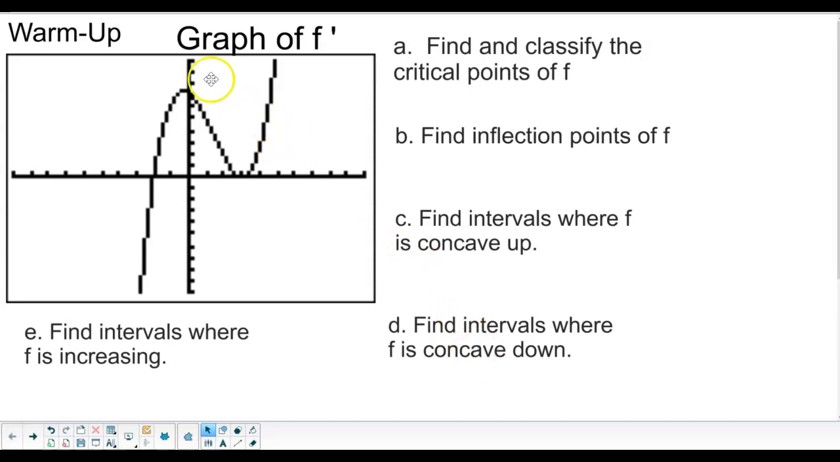What we have here for you is a warm-up. I've given you the graph of the function f prime of x. So we're given the derivative of the function. From that, I'd like you to answer points A through E. Go ahead and pause the video. We'll go over the answers shortly.